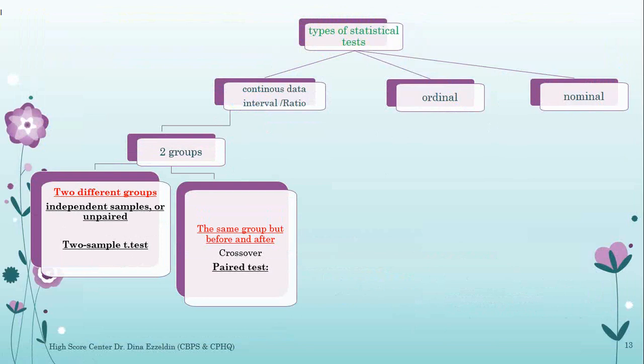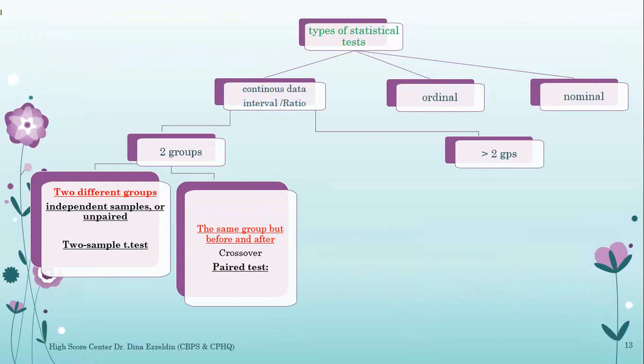If it's the same group, but we take two measures, before and after, for example, the blood pressure reading before giving the group the medicine and after giving them the medicine, then it will be the crossover paired test. We will use the crossover paired test.